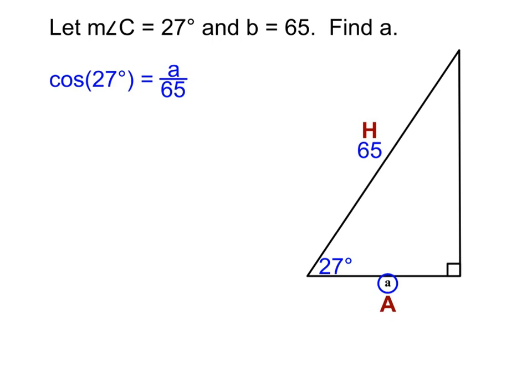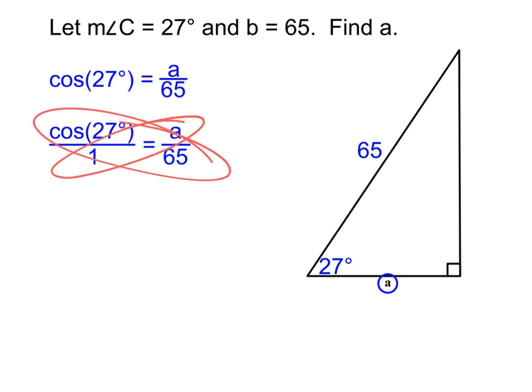Now that's the way I do it, just because it makes the most sense to me. But what I've found is that for most people in Algebra 2 at least, it actually often will make a little bit more sense if I instead write it like this. You'll notice that all I did was I wrote cosine of 27 as cosine 27 over 1. I'm turning it into a fraction. Why would I do that? Because now I have a proportion, that is a fraction equal to a fraction. And when you have a fraction equal to a fraction like this, you can cross multiply in order to solve it.